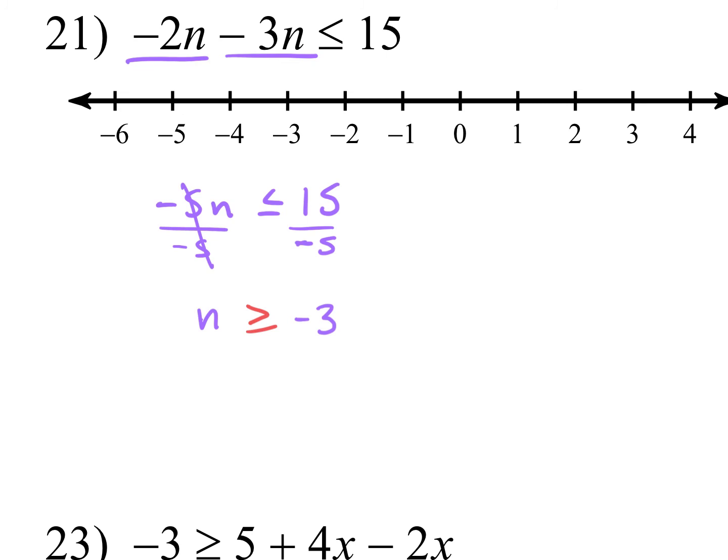At negative 3, do I have an open circle or closed circle? Closed circle, because it's greater than or equal to. And then which direction am I going to go? To the right or to the left? To the right. Because n is greater than negative 3. So we could say 1 is greater than negative 3. So I'm going in the direction of 1. So to the right.